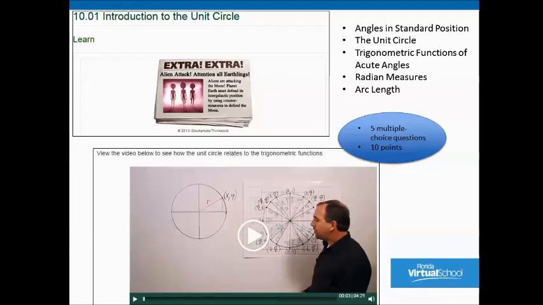Students are responsible for learning angles in standard position, the unit circle, trigonometric functions of acute angles, radian measures, and arc length. This assessment is 5 multiple choice questions for a total of 10 points.